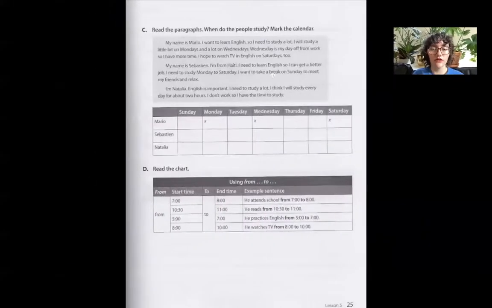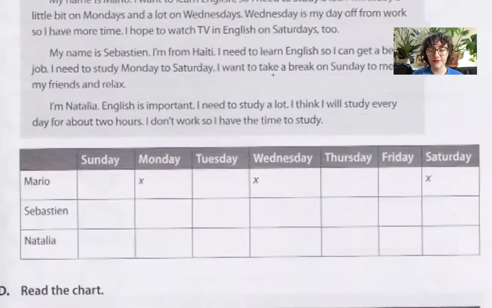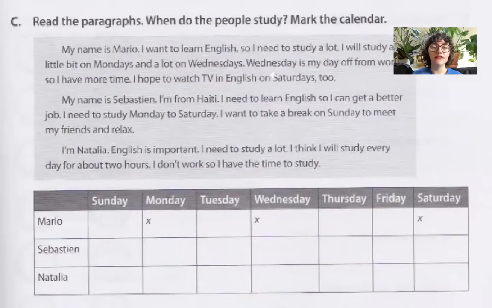Now we're going to do one where we have to read. If you can't read on the screen, go ahead and just listen to what I'm saying, and this will be listening practice instead. Okay, so it says, read the paragraphs. When do people study? Mark on the calendar.